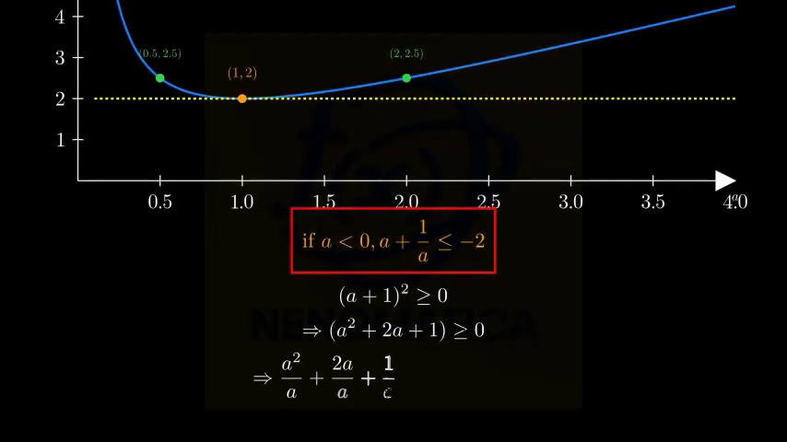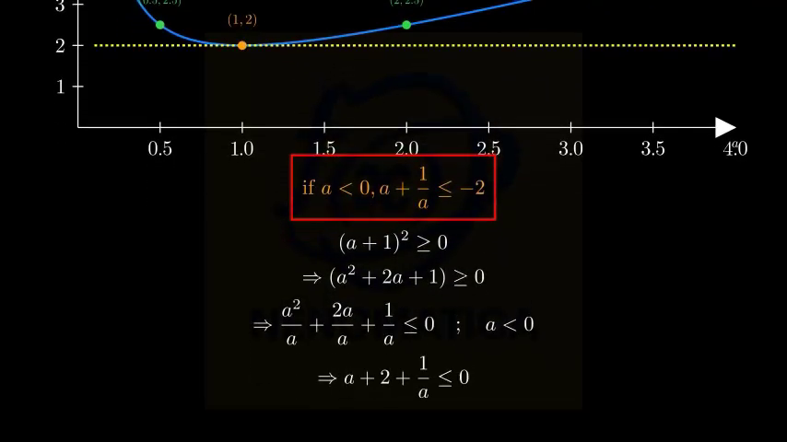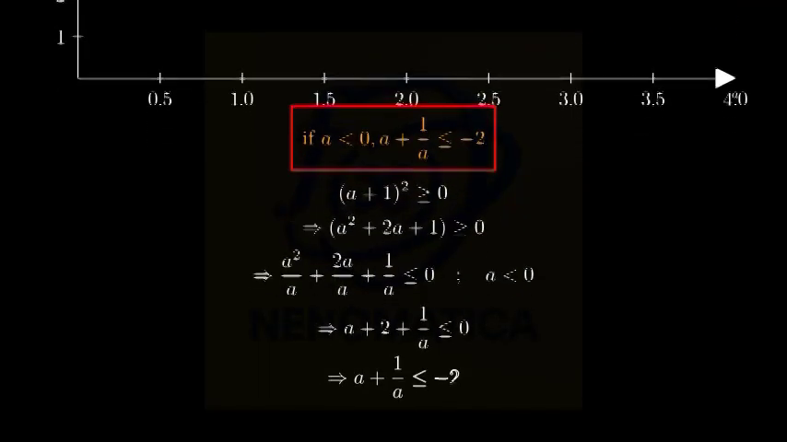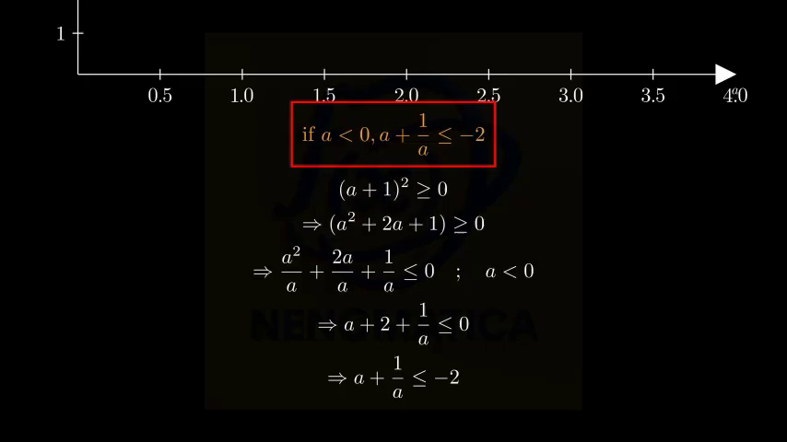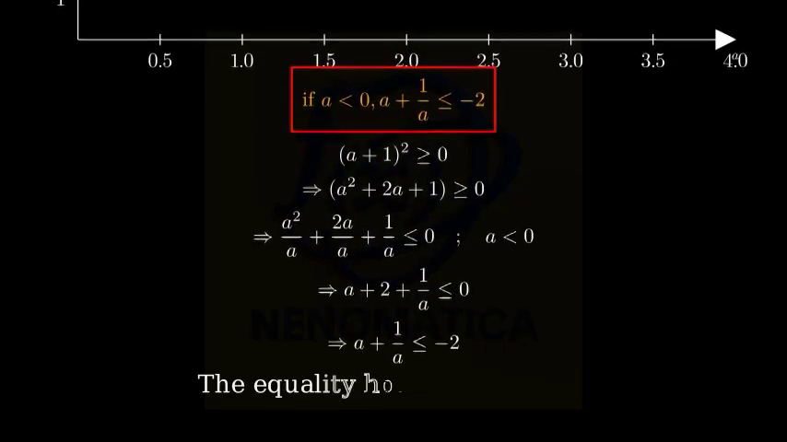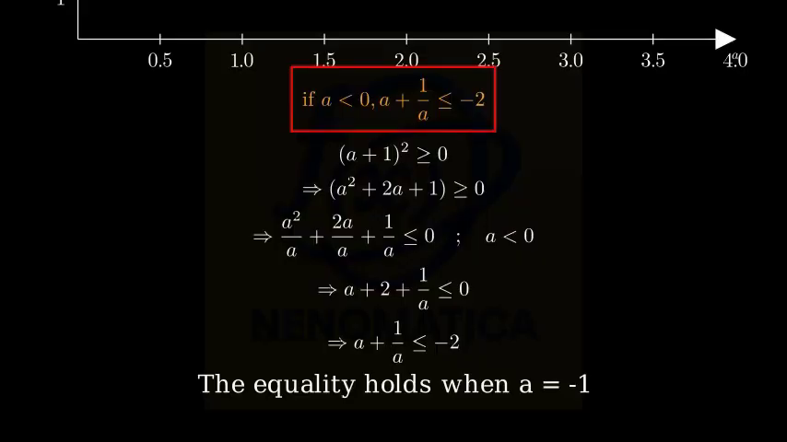Now we divide both sides by a. But this time, since a is negative, dividing by a reverses the direction of the inequality. So we get a squared over a plus 2a over a plus 1 over a is less than or equal to 0. Simplifying, we get a plus 2 plus 1 over a is less than or equal to 0. Subtracting 2 from both sides, we get a plus 1 over a is less than or equal to negative 2. And this completes our proof of the second part of the theorem.